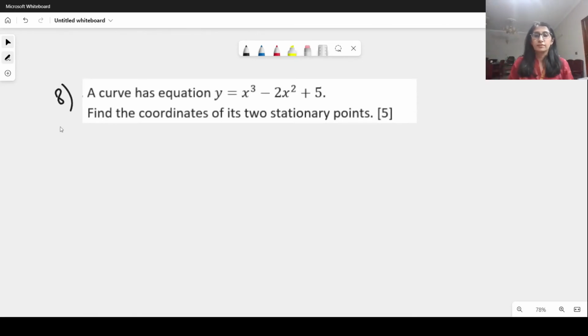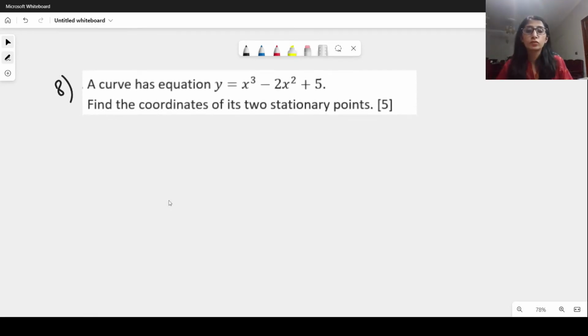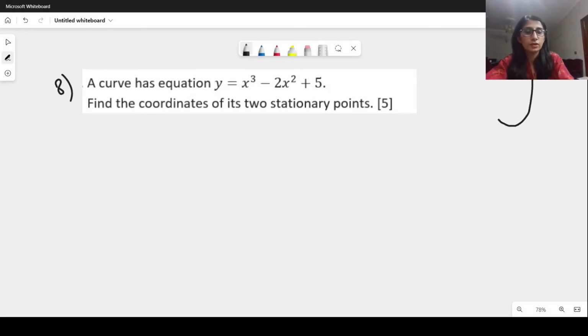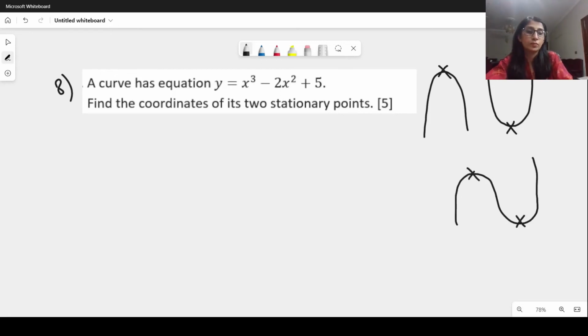A curve has this equation, find the coordinates of its two stationary points. So this is what I was talking about earlier. Sometimes a curve would look like this, which will have one turning point, and like this, which would have one turning point. Sometimes a curve would look like this, which has two turning points. So this is one of those curves which has two turning points. So we start by differentiating it. So we get 3x squared minus 4x plus 0.